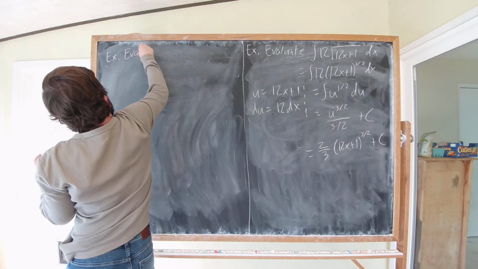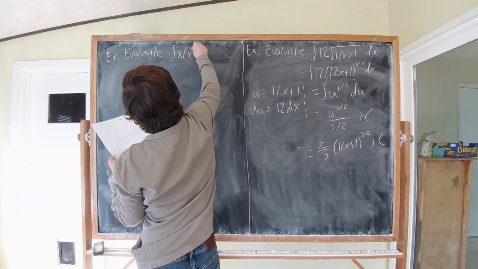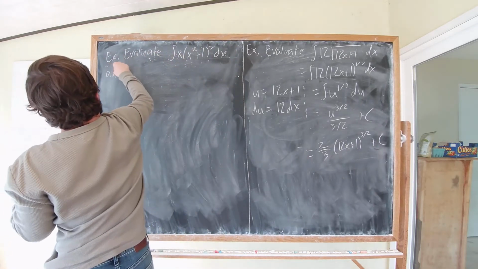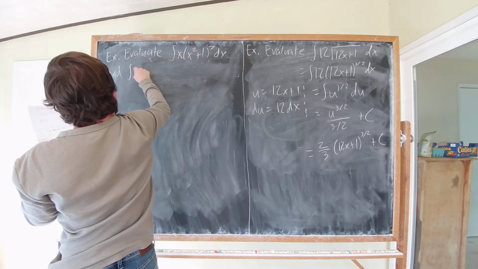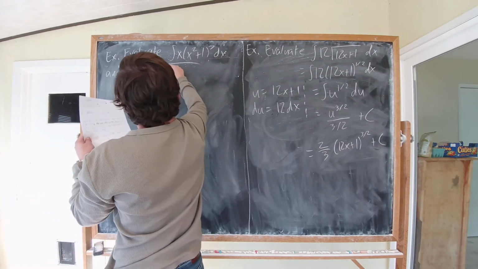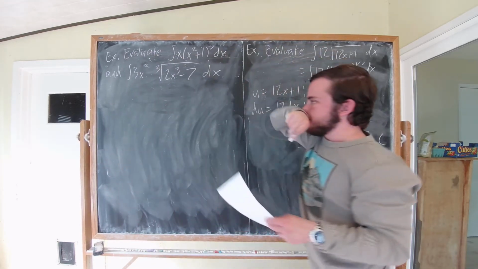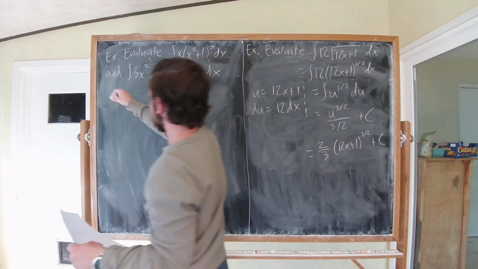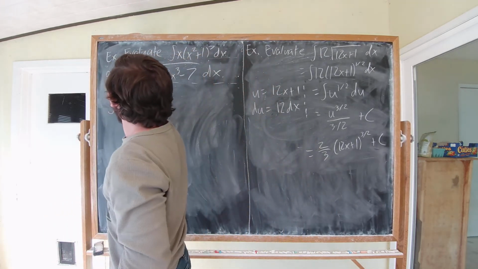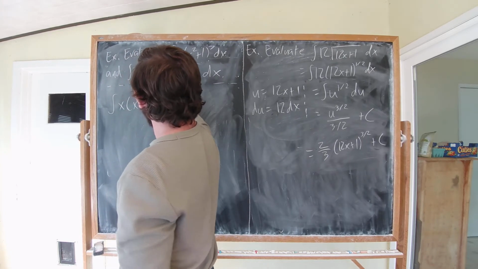Let's try evaluating the integral of x times x squared plus 1 to the 7th and the integral of 3x squared times the cube root of 2x cubed minus 7. Okay, let's take the first one first. Makes sense to do that, right? Okay, the integral of x times x squared plus 1 to the 7th dx.